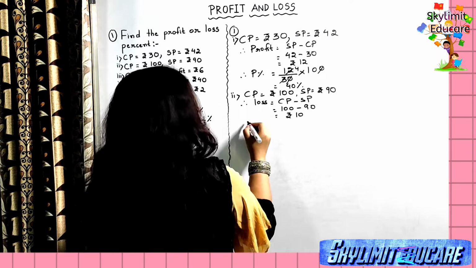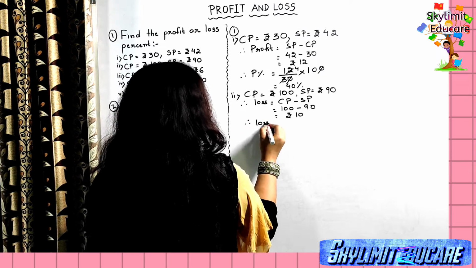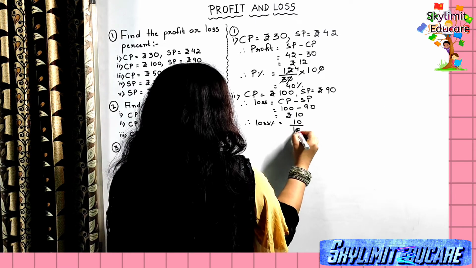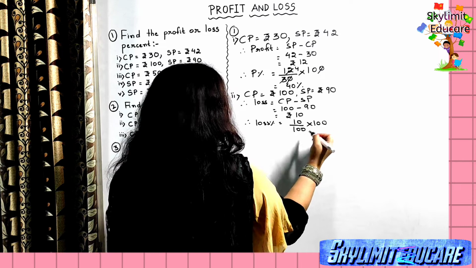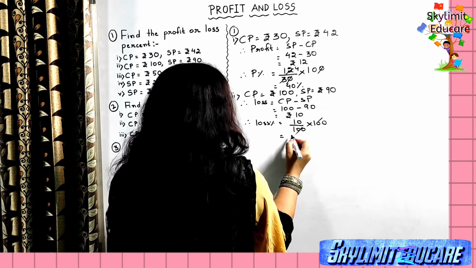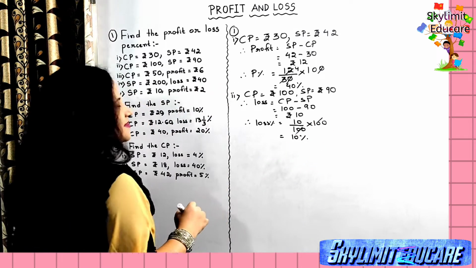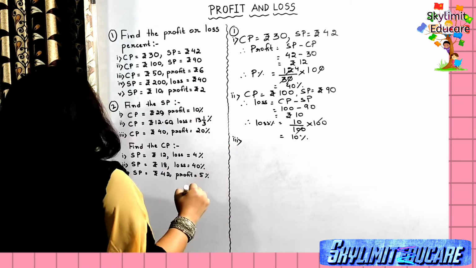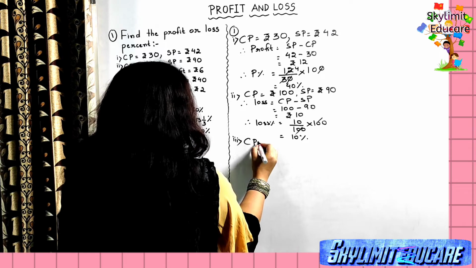But we need to find what? Loss percent. Loss by the cost price multiplied to 100. So easily we got the answer. 10% is the answer for this, right? Let's come to bit number 3 now. Cost price is 50 rupees.